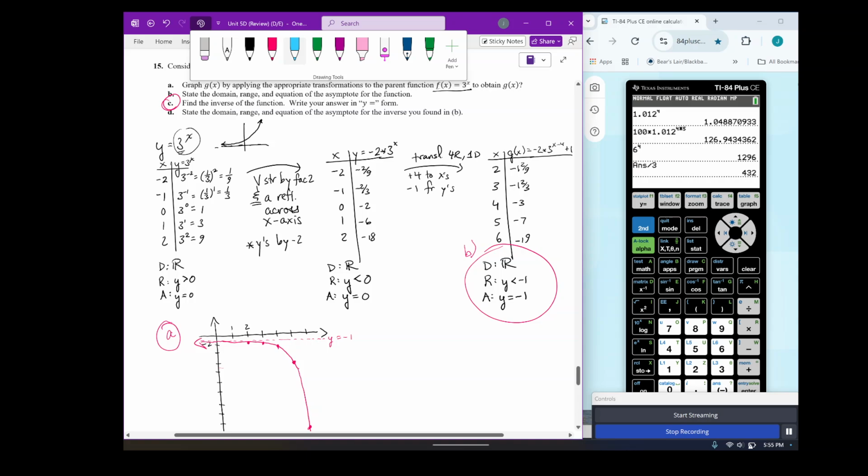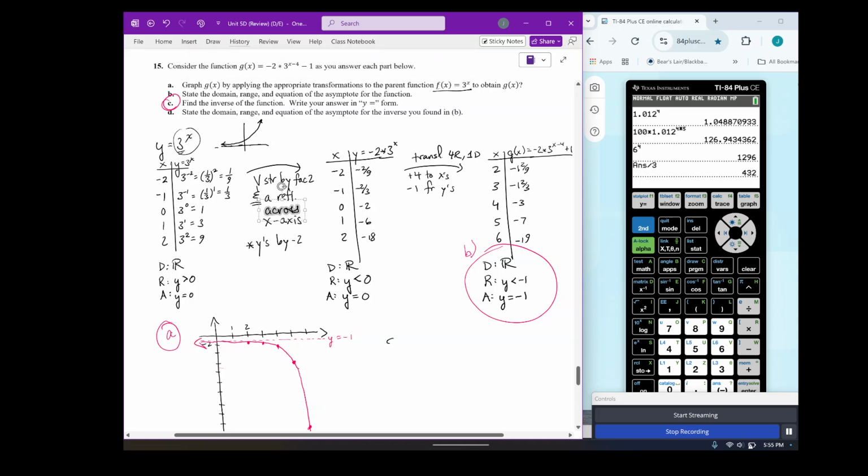So let's see here. I'll do this in black again. So the original equation is y equals, if I change the g of x to y, equals -2 times 3 to the x minus 4, minus 1. And now that means that for the inverse, I'm going to switch my x's and y's.